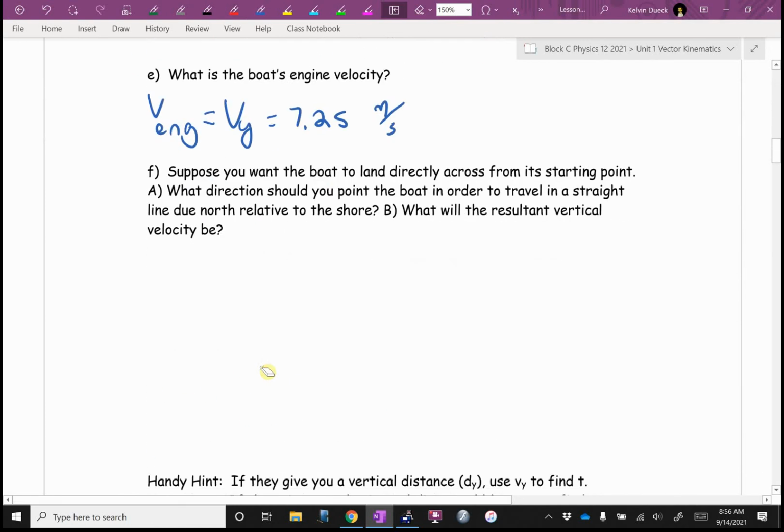So here's what I'm going to say. It says, what direction should you point the boat? And what will the resultant vertical velocity be? I'm going to argue that I'm going to point the boat that way.